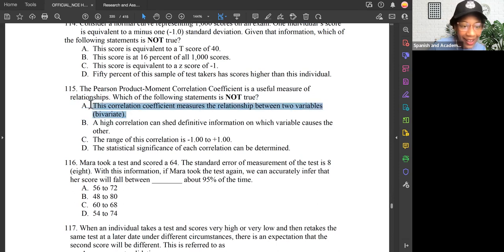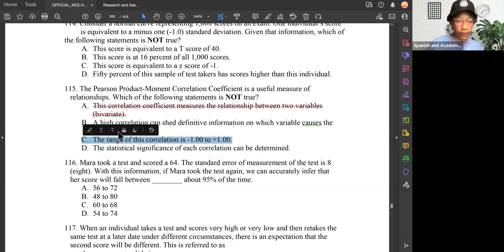Okay, let's go to our next one. A high correlation can shed definitive information on which variable causes the other. I'm going to leave that one there just because of that word cause. I know correlation means relationships, but does that mean cause? The range of this correlation is between negative one and positive one. We know that is true for a fact. So now we're stuck between two.